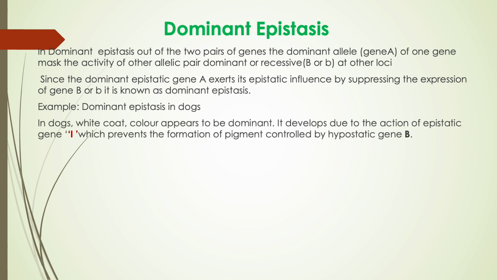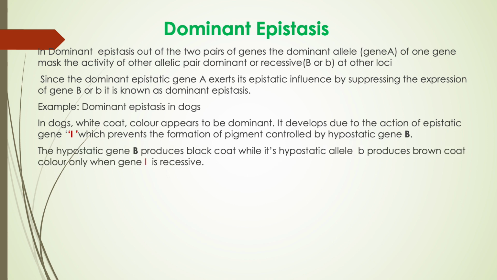So in dogs, white coat color appears to be dominant. It develops due to the action of epistatic gene capital I, which prevents the formation of pigment controlled by the hypostatic gene capital B. The hypostatic gene B produces black coat color, while its allele small b produces brown coat color only when gene I is recessive.